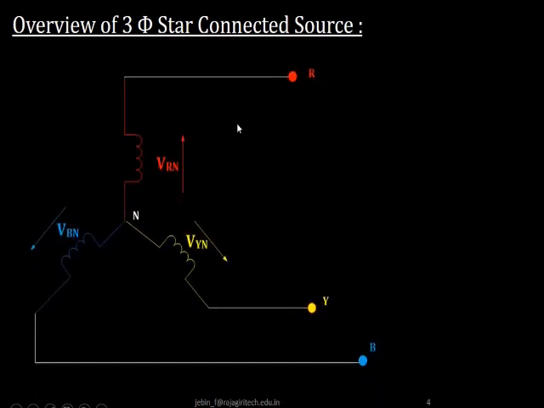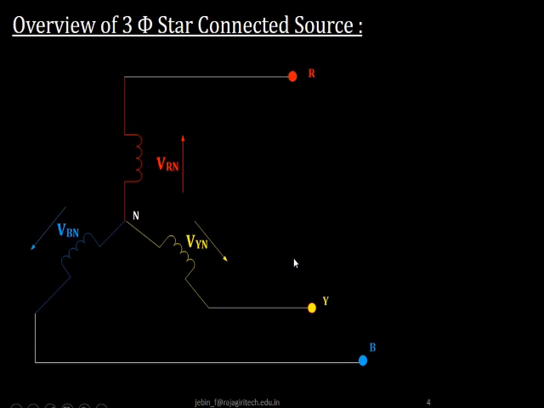Now the figure represents a balanced three-phase star-connected source. Remember, it is a three-phase system, so we have three separate single-phase systems. One phase is R, the second phase is Y and the third phase is B. So here we have three separate single-phase systems connected in star configuration, and they are 120 degrees phase displaced. Now VRN, VYN and VBN represent the phase voltages of this star-connected source. N is the common point, which is nothing but the neutral.